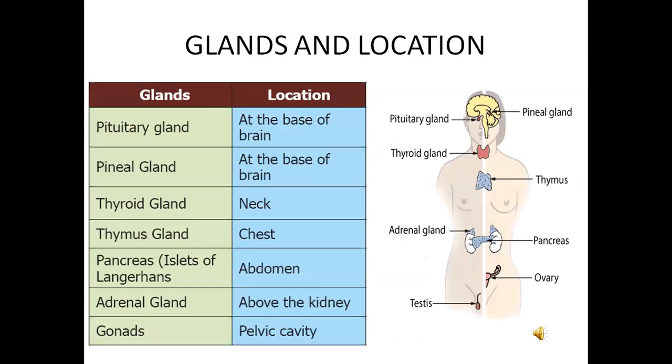Glands names and location. Pituitary gland, pineal gland, thyroid gland, thymus gland, pancreas, adrenal gland and gonads. So locations are: pituitary gland at the base of the brain, pineal gland at the base of the brain, thyroid gland in the neck, thymus gland in the chest, pancreas in the abdomen, adrenal gland above the kidney and gonads in the pelvic cavity. These are the glands and their locations.